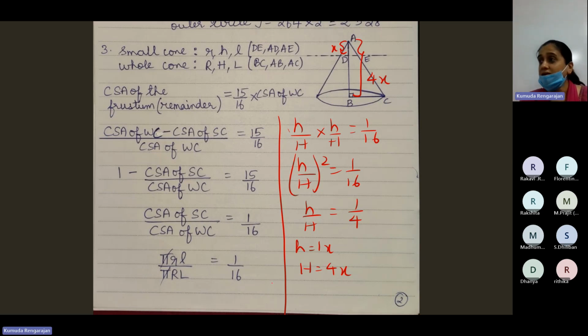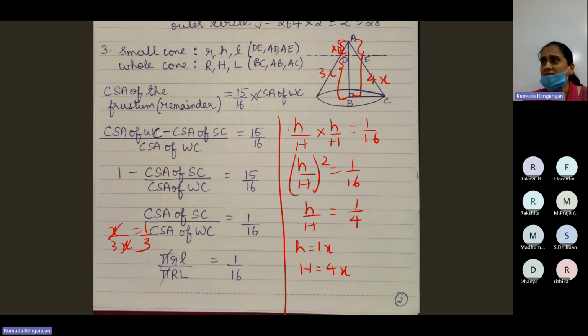Please understand. h is the height of the small cone. And capital H is the height of the whole cone. So then what is the height of the frustum in terms of x? 3x, because the full thing is 4x and the small cone's height is x. So the height of the frustum is 4x minus x, 3x. So now the ratio is x by 3x, which is 1 by 3.